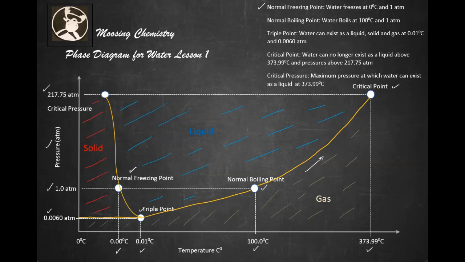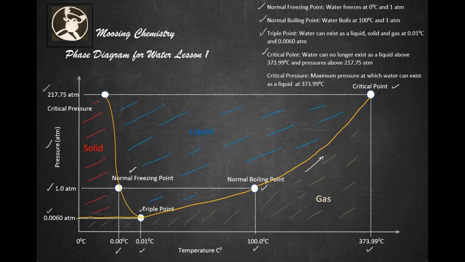Normal freezing point: water freezes at 0 degrees Celsius and 1 atm. Normal boiling point: water boils at 100 degrees Celsius and 1 atm. Triple point: water can exist as a liquid, solid, and a gas at 0.01 degrees Celsius and 0.0060 atmospheres.